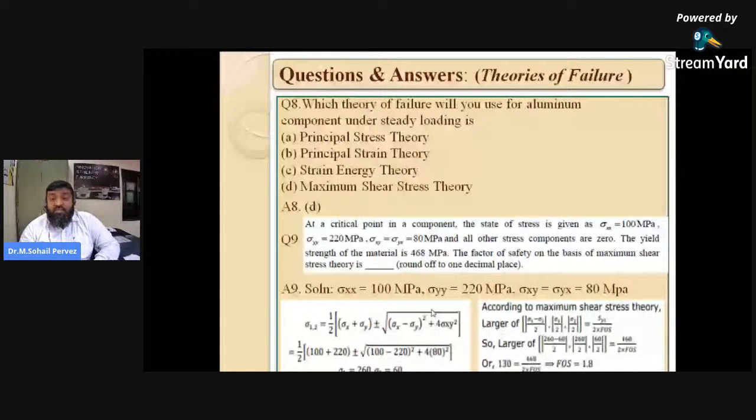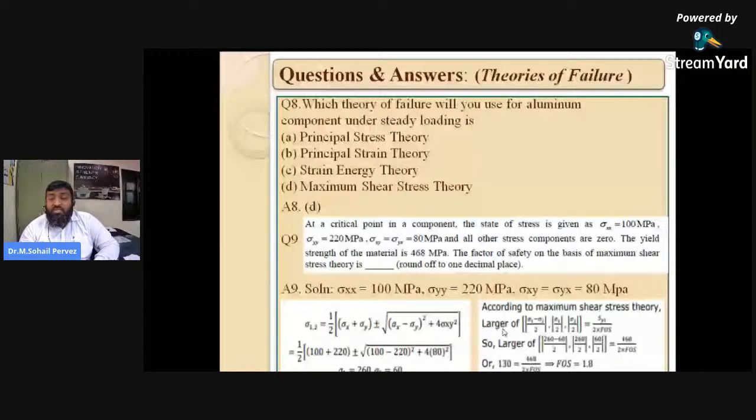The factor of safety on the basis of maximum shear stress theory is what we have to calculate. We have to calculate the shear stress, and based on that shear stress, we have to calculate the factor of safety. Now, what does that particular criterion look like? Sigma 1 and sigma 2. Since we know sigma x, sigma y and sigma xy, we substitute into this particular equation and get the answer. So sigma 1 is 260 because it is plus minus, and sigma 2 is 60.